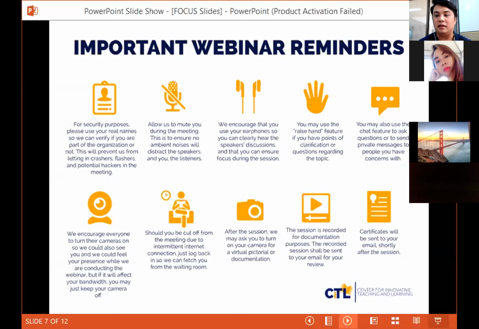Just a reminder that the certificates will not be given after every session, rather it will be given after the five sessions. So this will be a certificate of completion. Once you have completed the five-day sessions, that will be the time that you will receive your certificate, and also once you have submitted your evaluation. Okay, in every session, we will be asking you for evaluation.